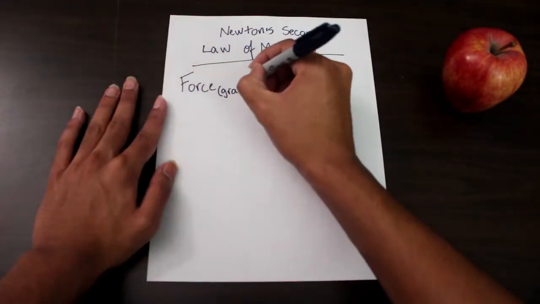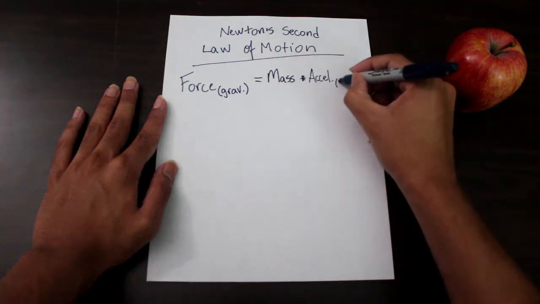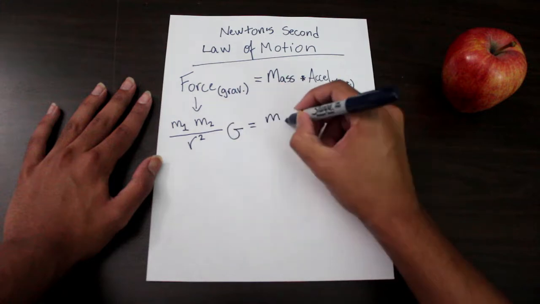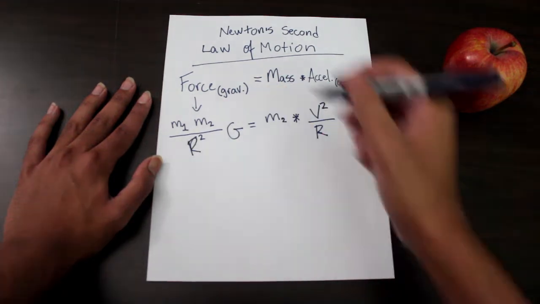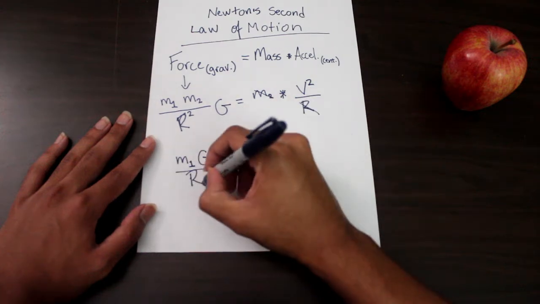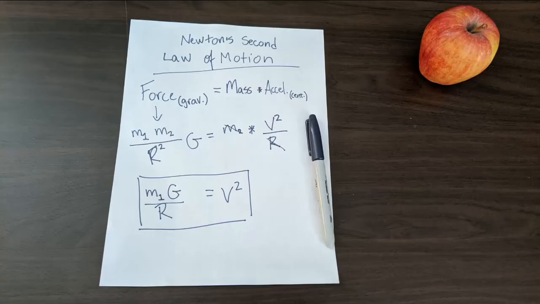Newton brought these ideas together using his second law of motion, force equals mass times acceleration. By substituting Newton's law of gravitation and centripetal acceleration in a little algebra, we can find that the velocity of the orbiting body squared is equal to the gravitation constant times the mass divided by the radius of the orbit.